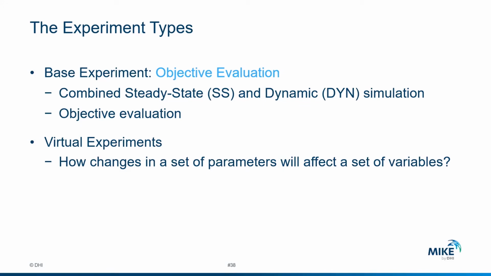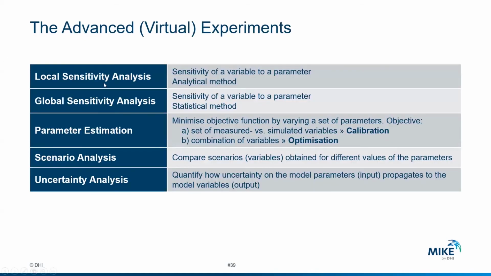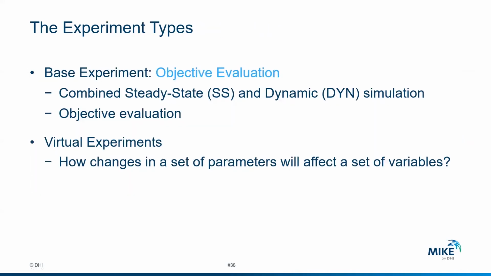And then there are 5 virtual or advanced experiments, as they are termed in WEST. Sensitivity analysis of 2 types, local and global, parameter estimation, scenario analysis, and uncertainty analysis. The underlying principle is the same for all 5. They will evaluate the impact of changing a set of parameters on a set of variables. So the idea is that you select 1 or more parameters, you instruct WEST how to change these parameters for every run, and then WEST will run multiple simulations in sequence and evaluate a set of variables that you also need to select, and therefore quantify the impact of the changes on the parameters.